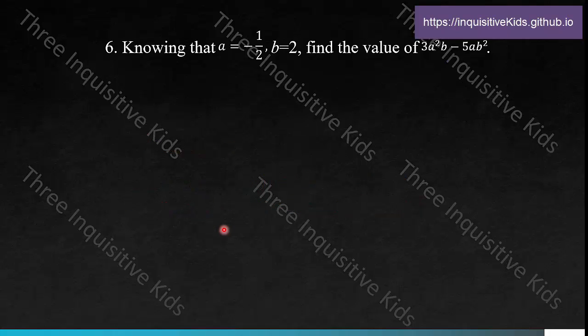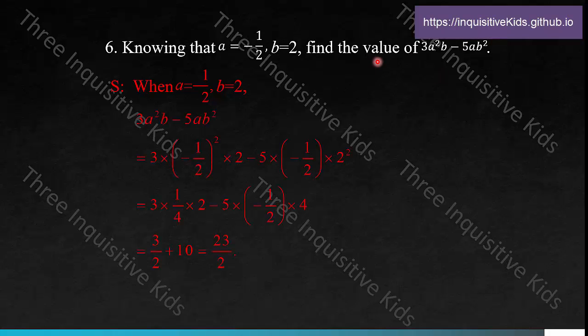6. Knowing that a equals -1/2 and b equals 2, find the value of a squared b minus 5ab squared. So after you replace all of these variables with their true values, you would get the final answer 23/2. And that's the answer.